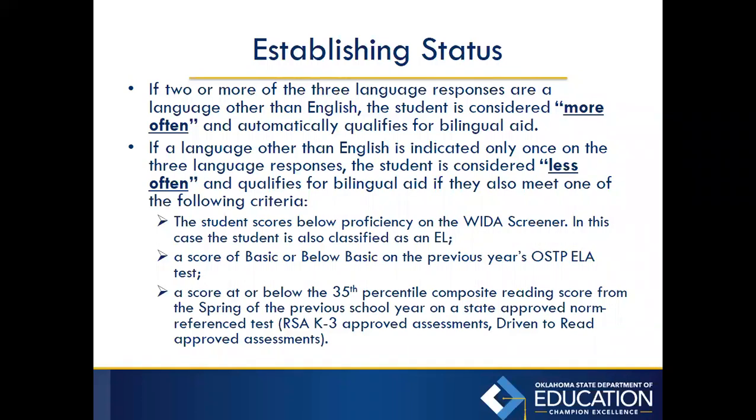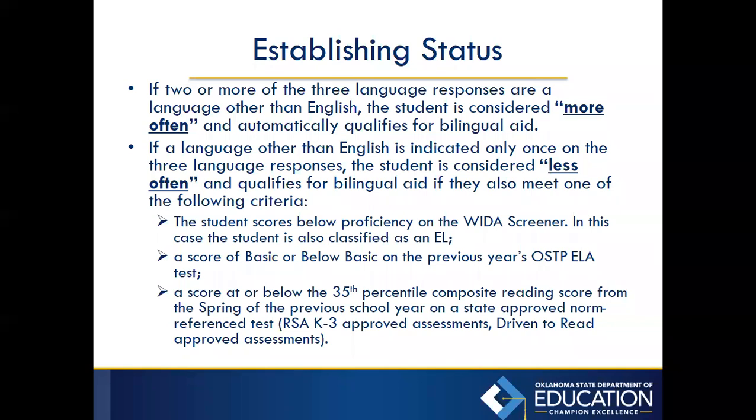If one of the responses is something other than English and the student has a score of basic or below basic on the previous year's state testing ELA test, then they're considered bilingual. And then the third case, if it's one answer other than English and the student scored at or below the 35th percentile composite reading score from the spring of the previous year on a state-approved norm reference test. And in Oklahoma, there are just 2 of those, the RSA K3 approved assessments or Driven to Read approved assessments. Okay, so that's for establishing bilingual status.